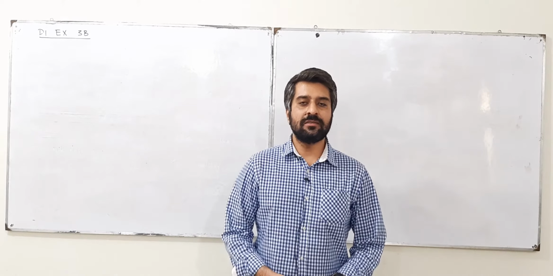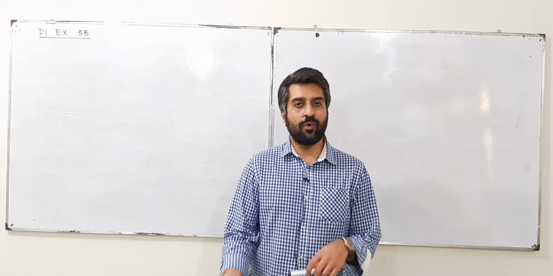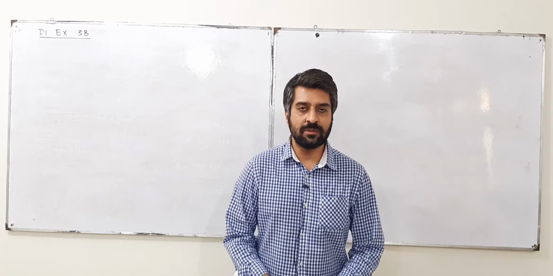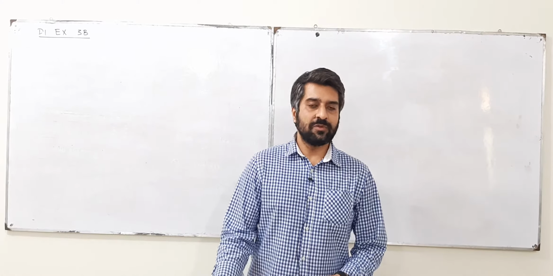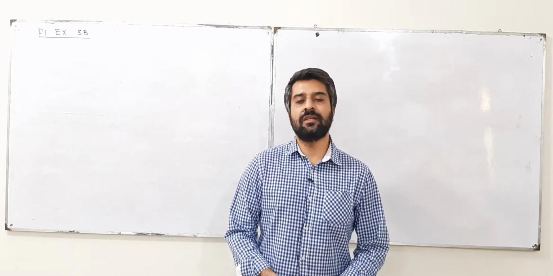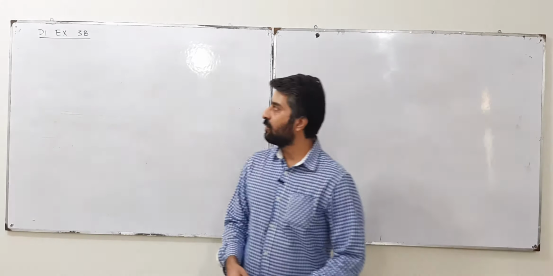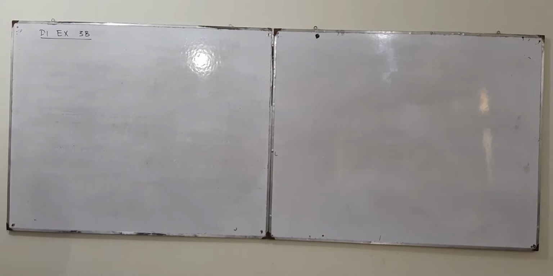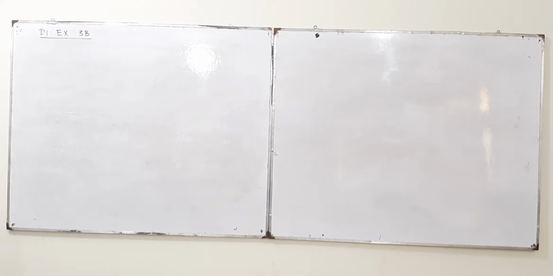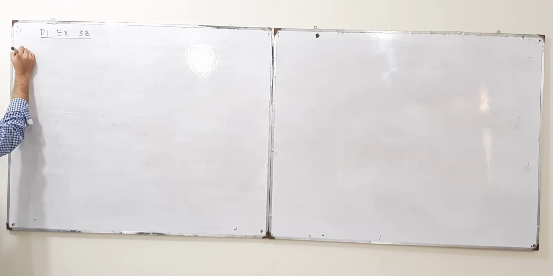The topic is significant figures, rounding of numbers to a particular decimal place. Now the concept of significant figures will be discussed in this lesson. So starting from exercise 3B, question number 1. The question is, state the number of significant figures in each of the following.